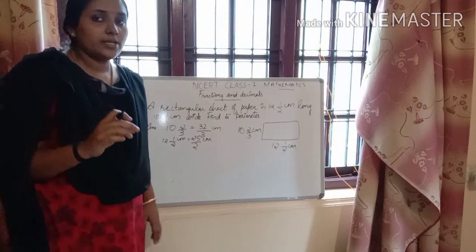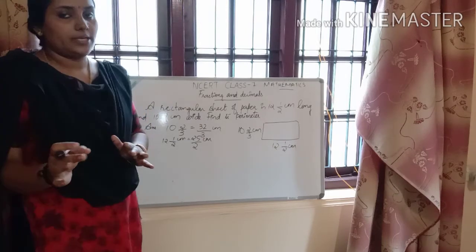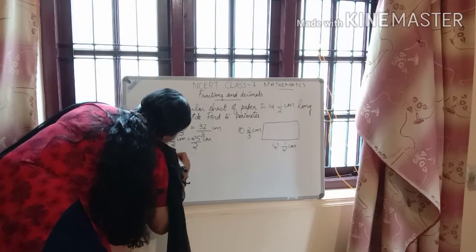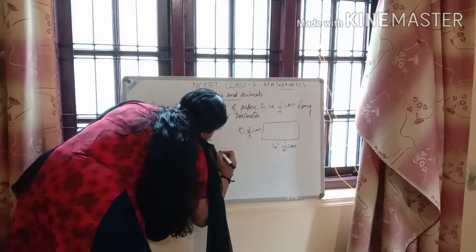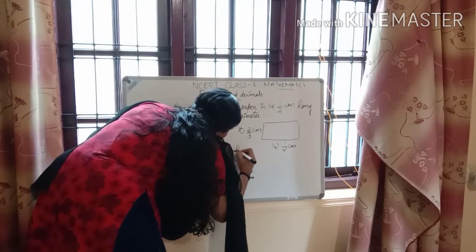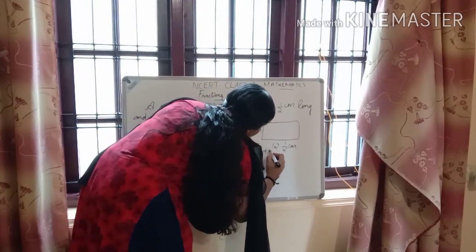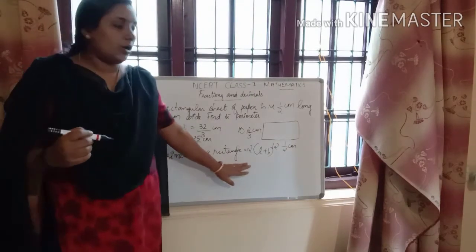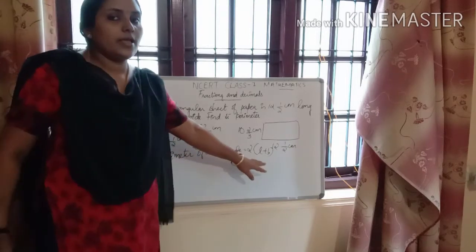We should write step by step in statement way. First of all, write the perimeter. This is the question: perimeter of a rectangle. What is the perimeter of a rectangle? That is 2 into L plus B. Perimeter of a rectangle is equal to 2 into L plus B, where L is the length and B is the breadth.